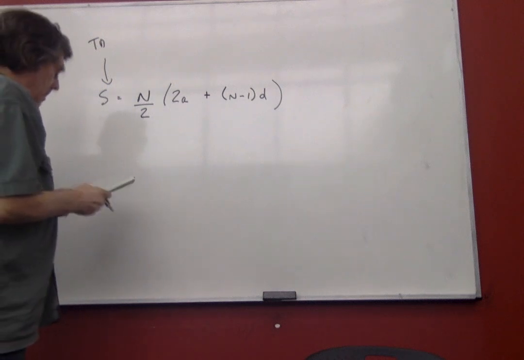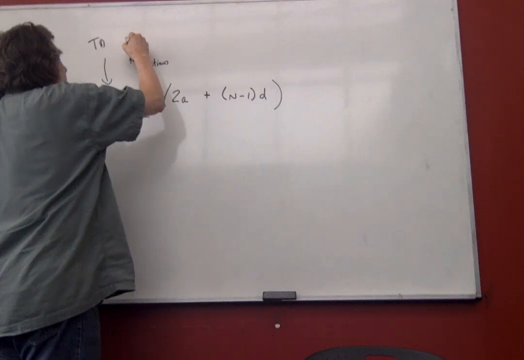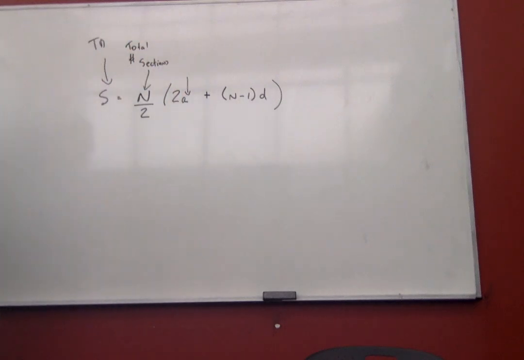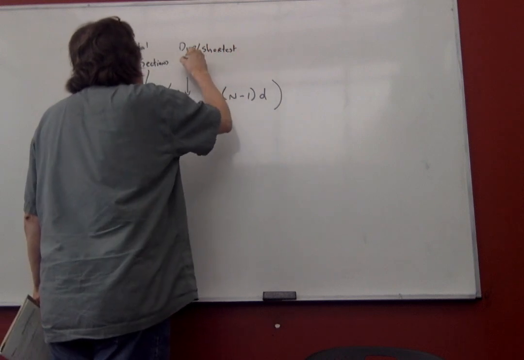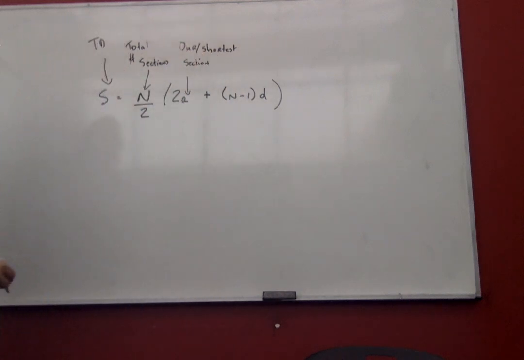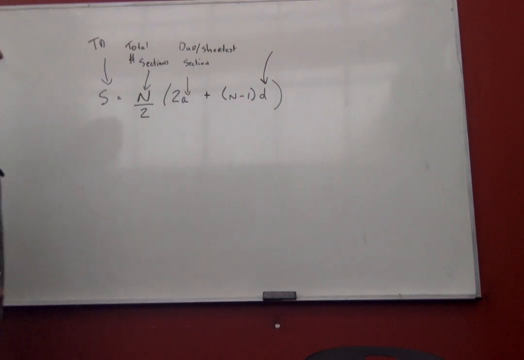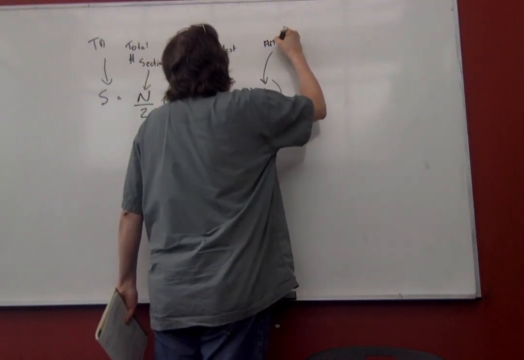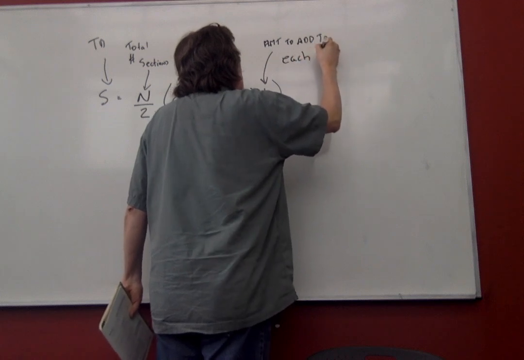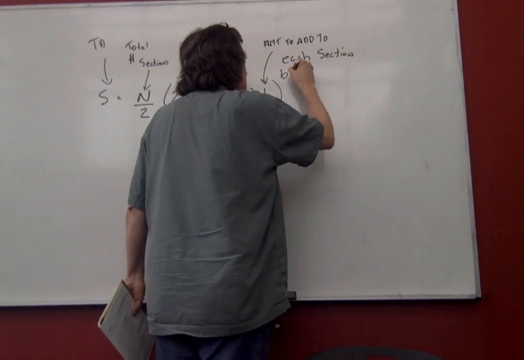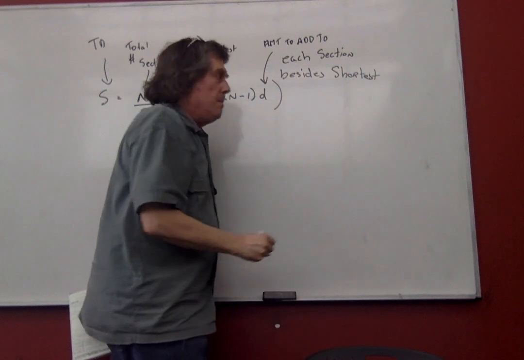N is the total number of sections, and A is the duration of the shortest section. And what we're trying to solve for is this other variable d, and d is the amount to add to each section besides the shortest section. That's probably very confusing. I hope it isn't.